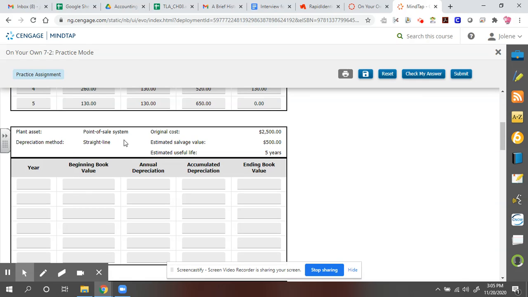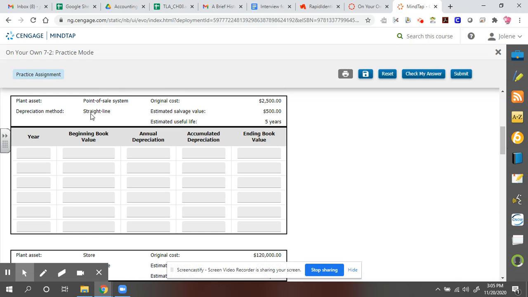Next is our point of sale system. This is your cash registers, where the people are going to pay, where you're going to ring them up, and this is your scanning system and the whole bit. It says it was worth $2,500 when you first bought it, and when you're finished with it, it'll be worth $500. You have 5 years to depreciate this. 1, 2, 3, 4, 5, 6. Okay, well, they put 6 lines here.